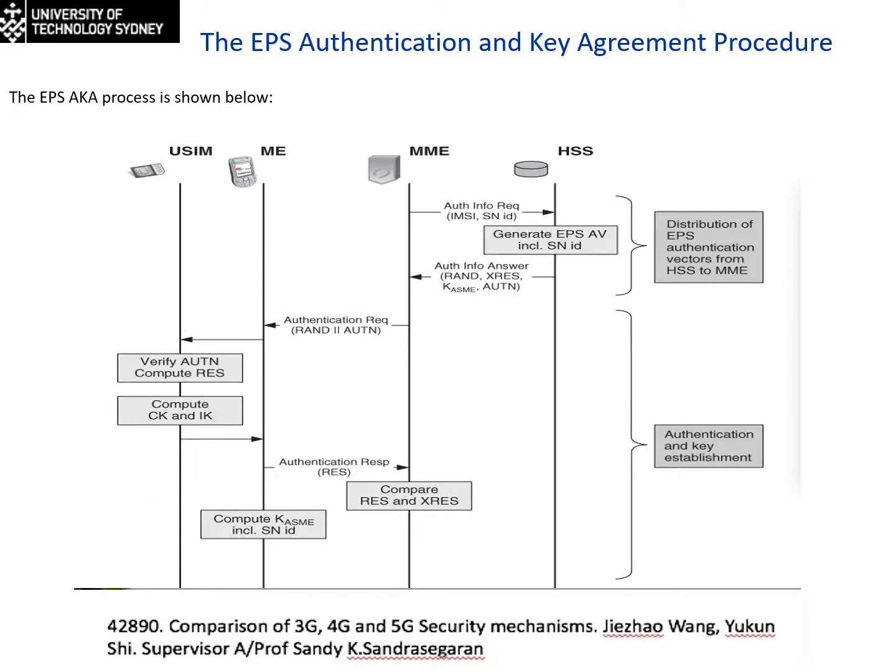The EPS AKA procedure. First, the HSS needs to generate the authentication vectors capable of EPS authentication according to the request received from the MME, and then delivers them to the MME, and then authentication is performed between the SN and the UE. It will generate a new shared secret and finally send the authentication data to each location.